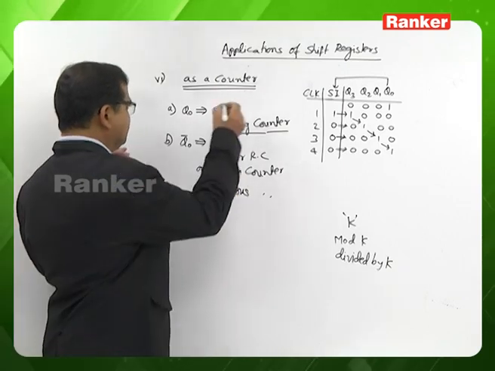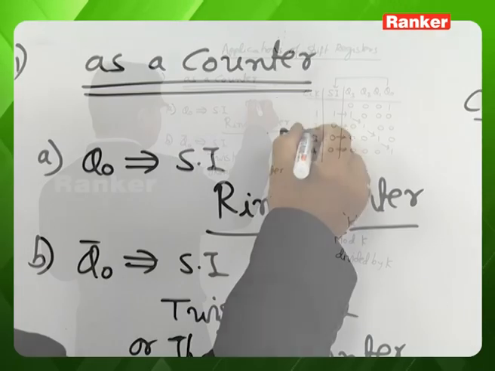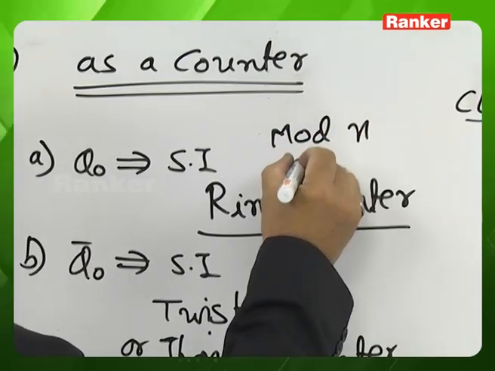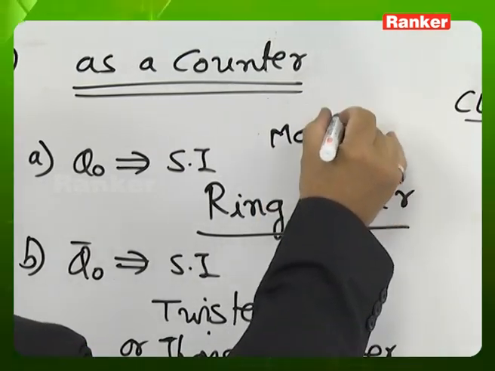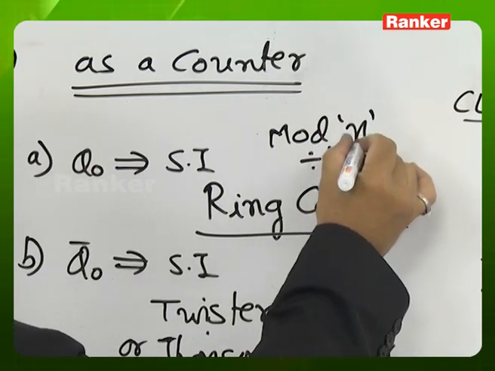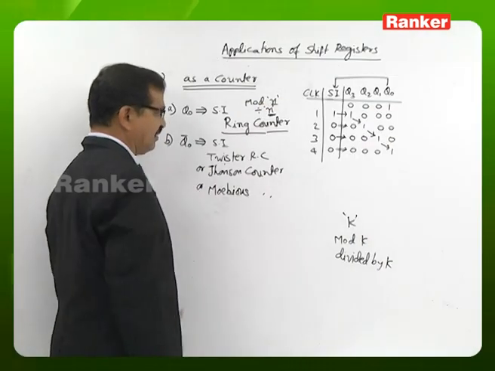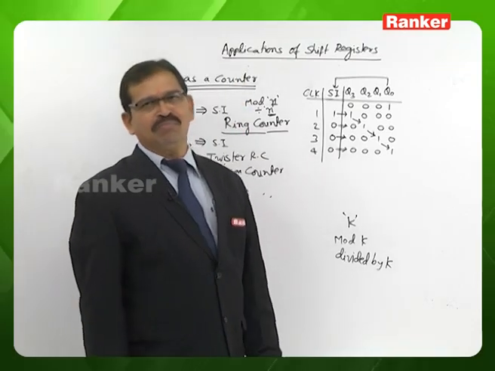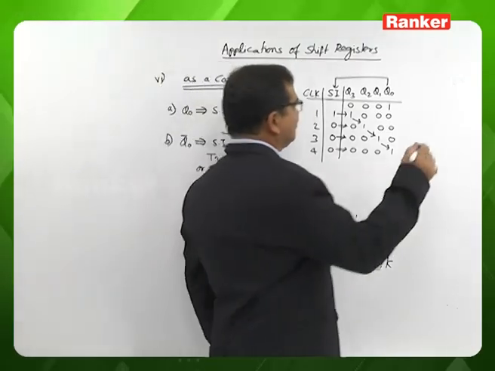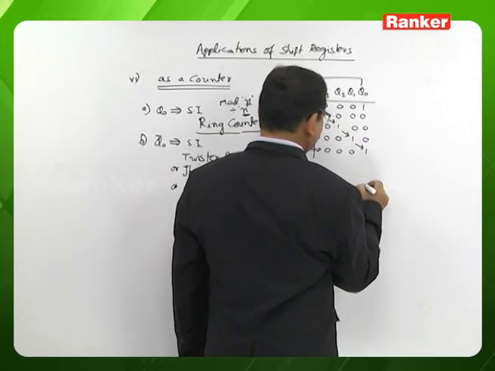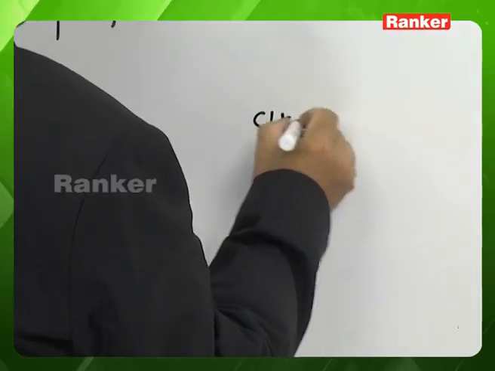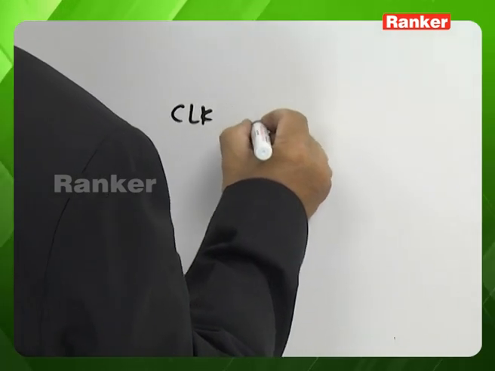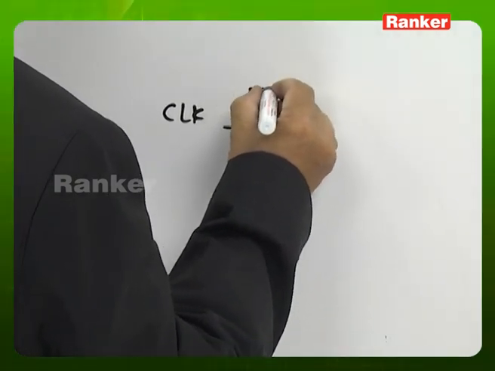For the n-bit case, it is possible to use it as a mod n counter or divided by n counter. n is the size of the register. For this table content, if you want to develop the timing diagram, as I said already, the timing diagram is always with respect to the clock signal.